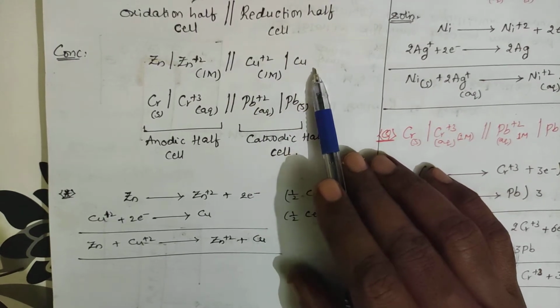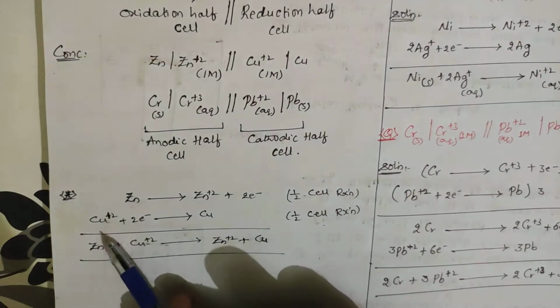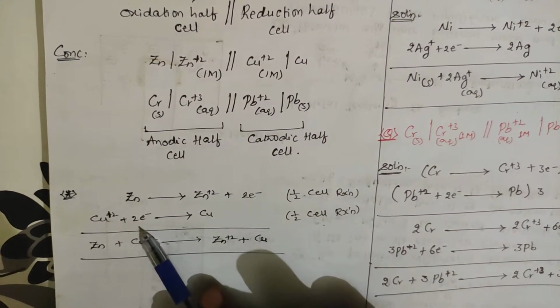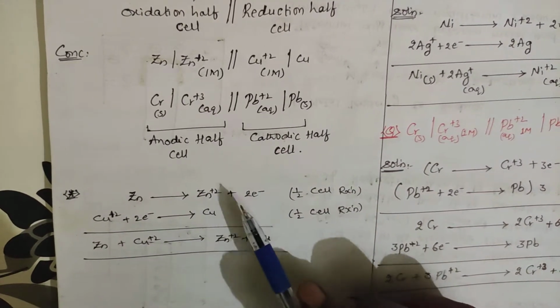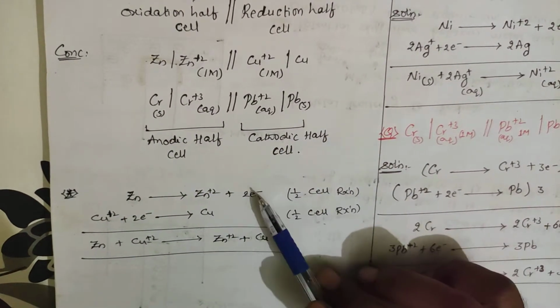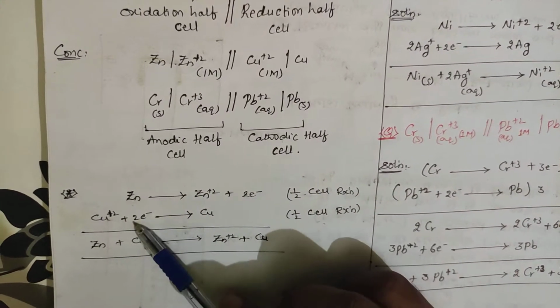For copper plus 2 to get converted into copper, it should accept 2 electrons, right? So copper plus 2 has accepted 2 electrons and been converted to copper. Always remember the electrons should be cancelled out at last. So here 2 electrons, here 2 electrons, no problem. Now you sum up the equation. The 2 electrons will be cancelled.